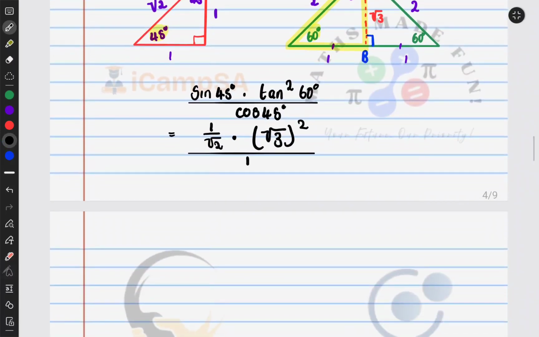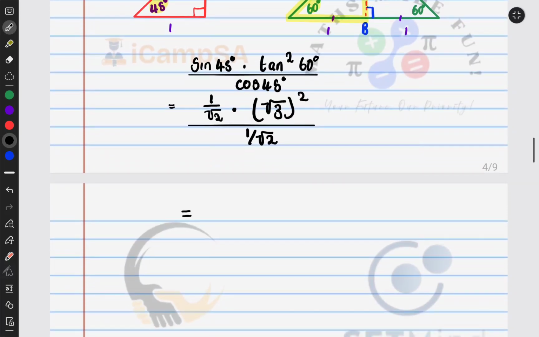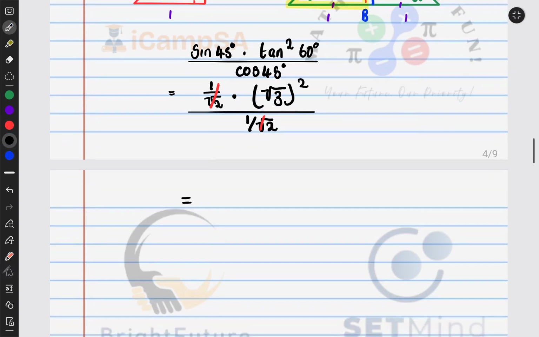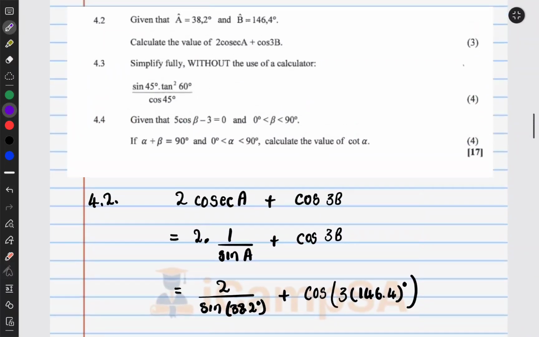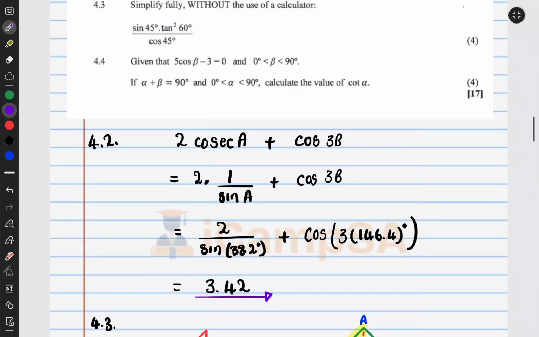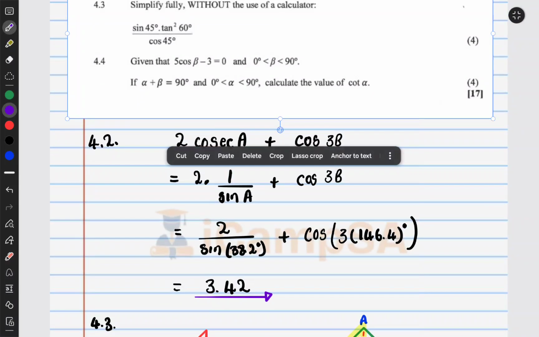So here we have 1 over root 2 on the numerator and a 1 over root 2 on the denominator, so this and this would cancel. We will be left with root 3 squared, which is equal to 3. Root 3 squared is equal to 3, and that will be your answer for 4.3. And then next, 4.4.